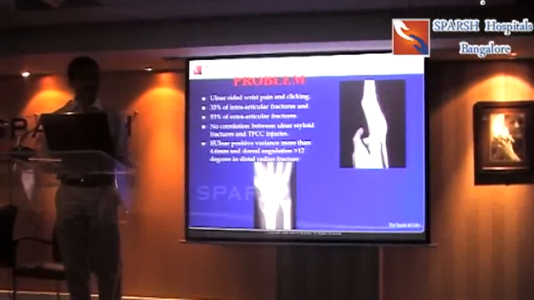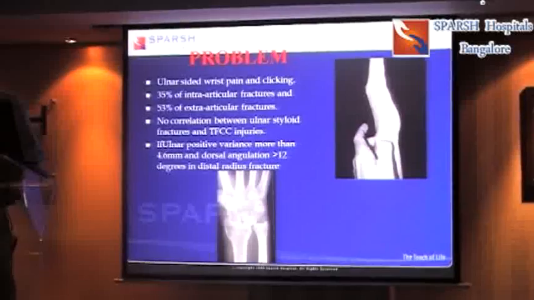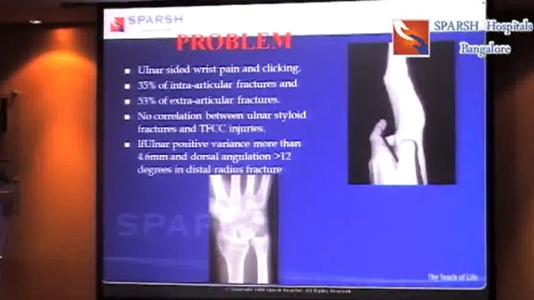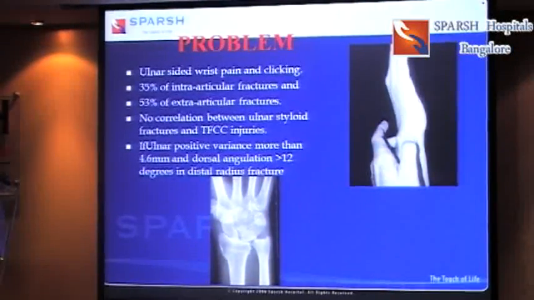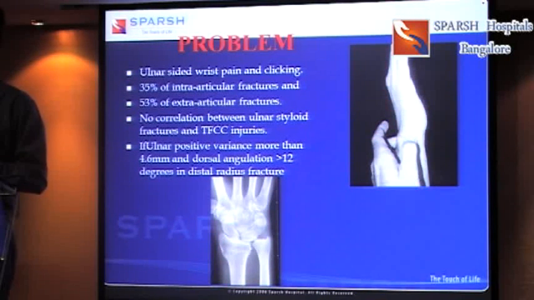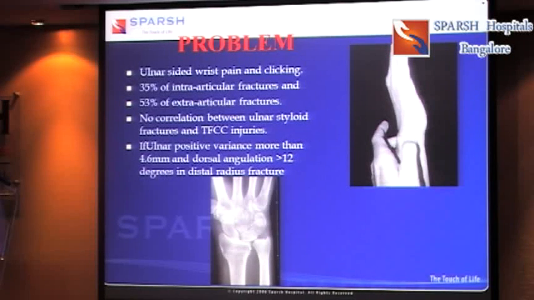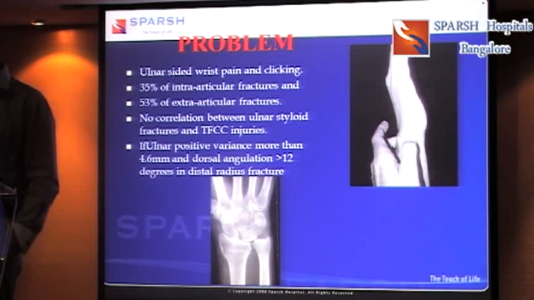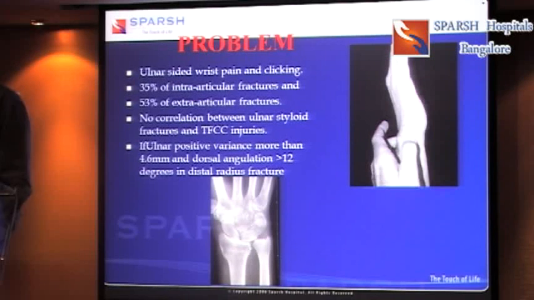Patients come with ulnar side wrist pain. Among the differential diagnoses for ulnar side wrist pain, of which there are a lot, ECU tendonitis is one of them. The commonest thing is TFCC tear, and clicking. They are also sometimes associated with intra-articular fracture and extra-articular fracture also. The incidence is around 35 to 53%. But you see a lot of ulnar styloid injuries when you see a distal radius fracture. The tip of the ulnar styloid breaks. Actually, that hasn't got any correlation to the TFCC, because the TFCC is actually attached to the base of the ulnar styloid, not to the tip.